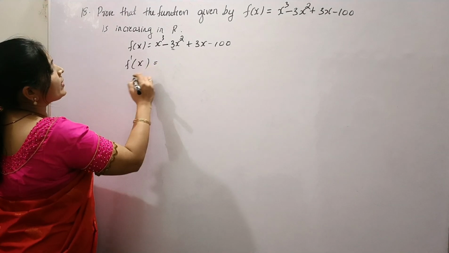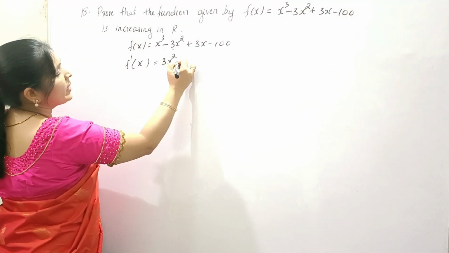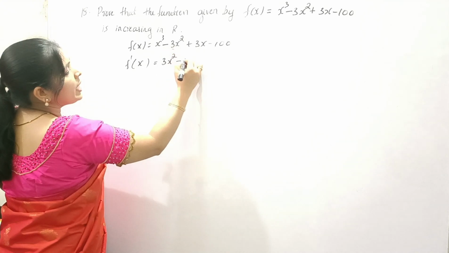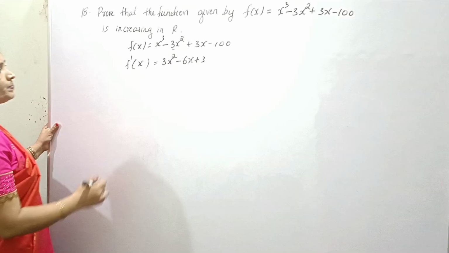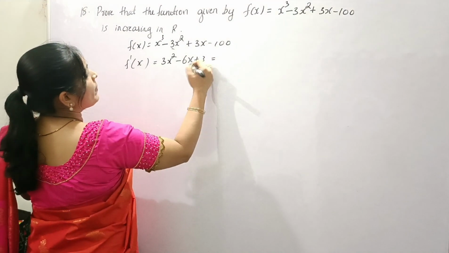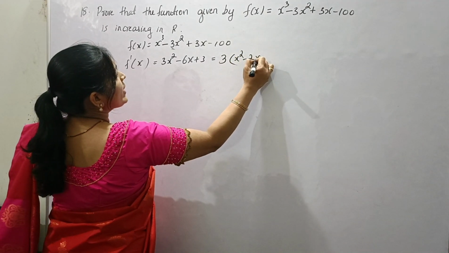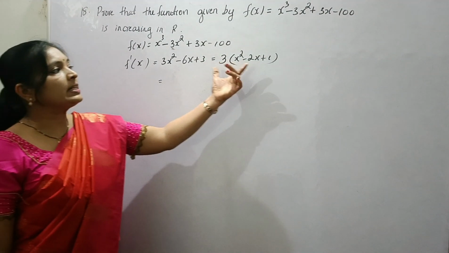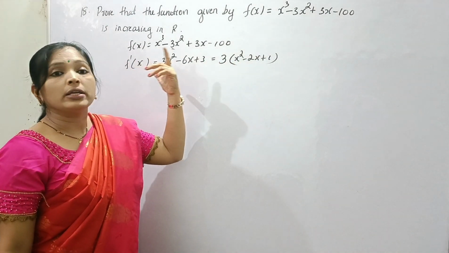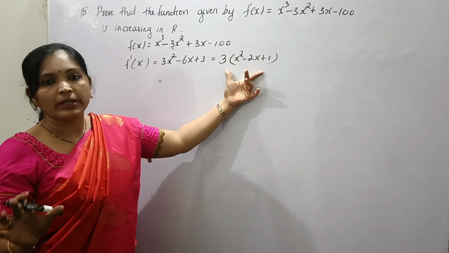f dash of x is equal to 3x square, derivative of x cube is 3x square, minus 3 into 2x, 6x, plus 3, derivative of 100 is 0. Here 3 is common, let's take it out. 3 into x square minus 2x plus 1. So here we have to check whether this is greater than 0. Sorry, here we have to prove it is greater than 0, right?